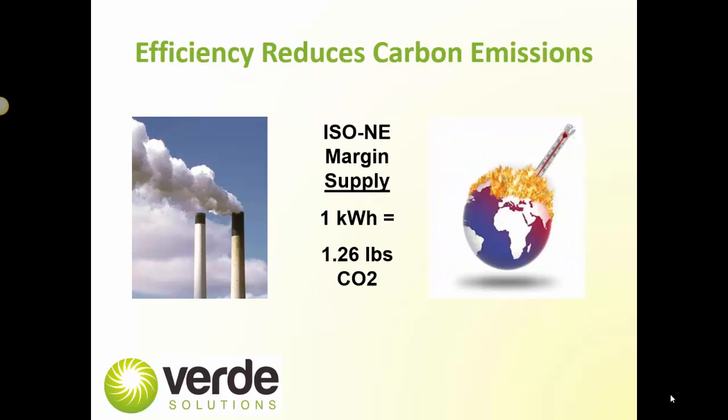Efficiency reduces carbon emissions, so this is tied back to power plants. So every kilowatt saved, you can equate that back to a certain pound of CO2 or NOx emissions or sulfur dioxide emissions.